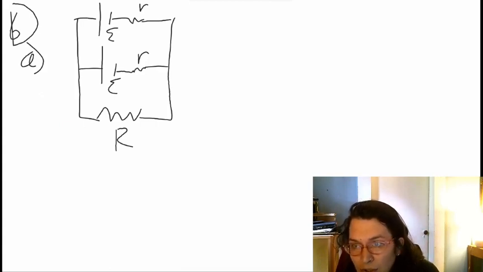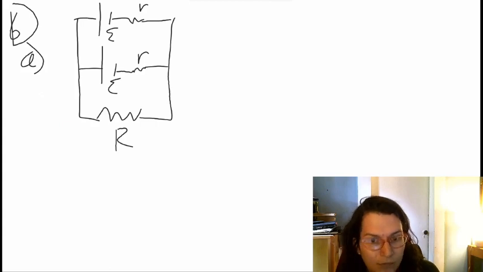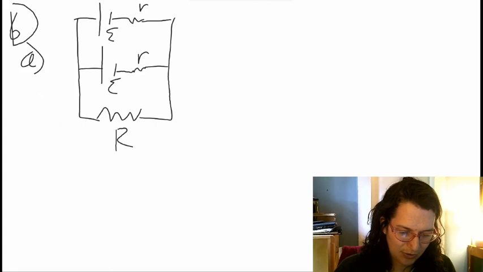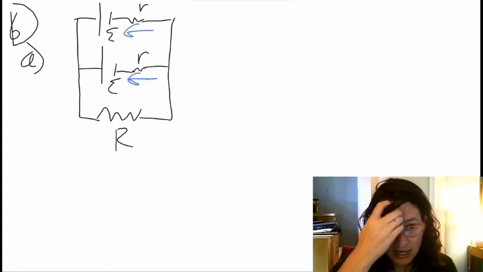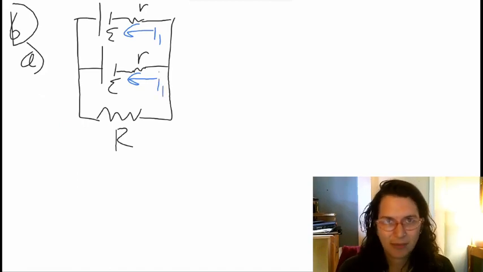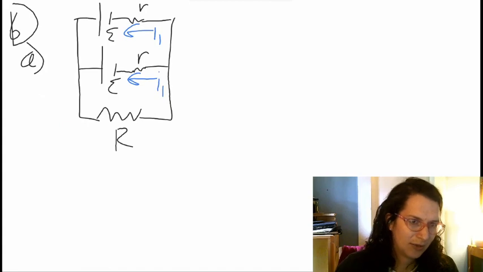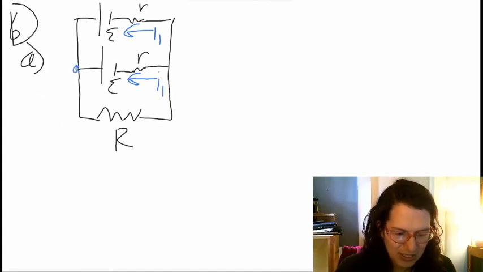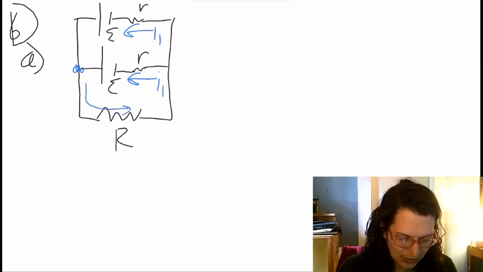Since these batteries are identical, we know they're going to have the same current flowing through them. So we could say through both of them, we have, say, an I1 that's flowing to the left, because it's probably going to flow in the direction that would point us from the negative terminal to the positive terminal of the battery. And then they're probably going to flow into this junction, I1 and I1, and it's going to send an I2 out.